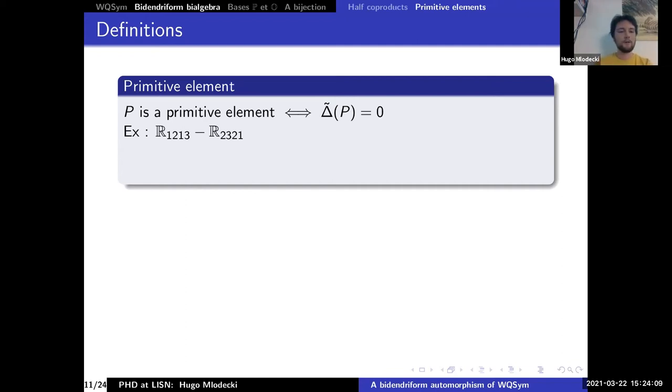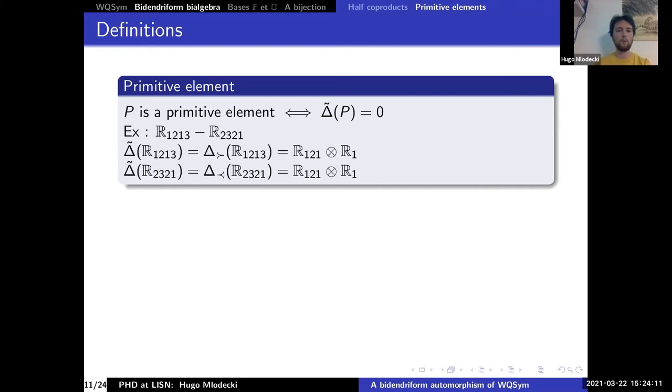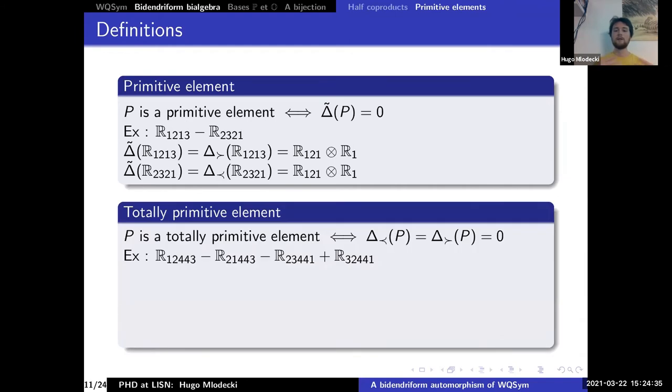And here is an example. If we do the coproduct of each element, we get this one, we get this. And just to be sure, we have that the two half coproducts are opposed. So one is equal to the opposite of the other. And the totally primitive elements, it's when the two half coproducts are equal to zero.